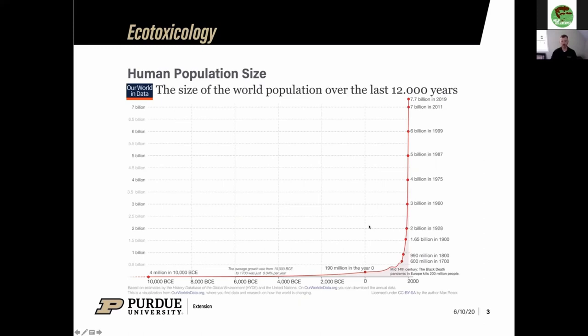Okay, so where I like to begin in the field of ecotoxicology is to remind students about the human population size and really how we've changed over time. So for most of human history, our population sizes were extremely low. So we really didn't crack the 1 billion mark until about the 1800s. And then from there, over the course of 200 years, we go from 1 billion people on the planet to nearly 8 billion people on the planet. So for students, this kind of underscores just how rapidly, in just 200 years, the human population has really grown.